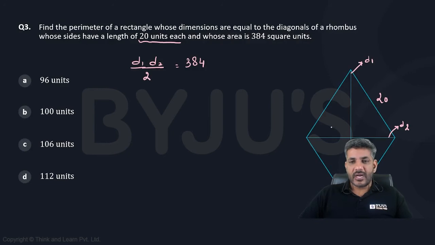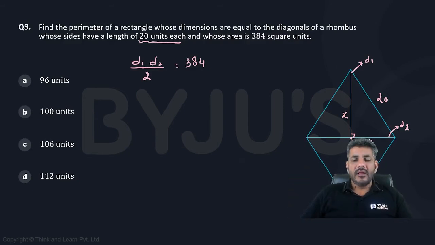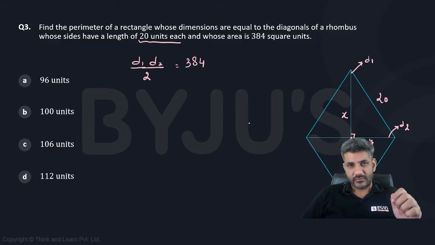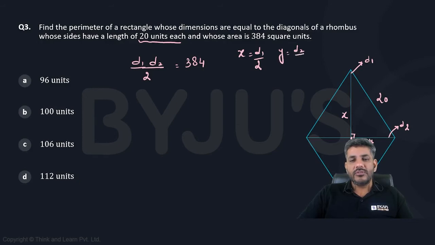So what am I doing? I am just assuming that this length till this point is, let us say, x, and till this point, let us say this is y. So in a way we can say x and y are d1 by 2 and d2 by 2, right? x is half of this complete diagonal, y is half of this complete diagonal. How can we say half? It's the basic property of a rhombus. The diagonals bisect and they bisect at 90 degrees. So from here I can also say that x is equal to d1 by 2 and y is equal to d2 by 2.